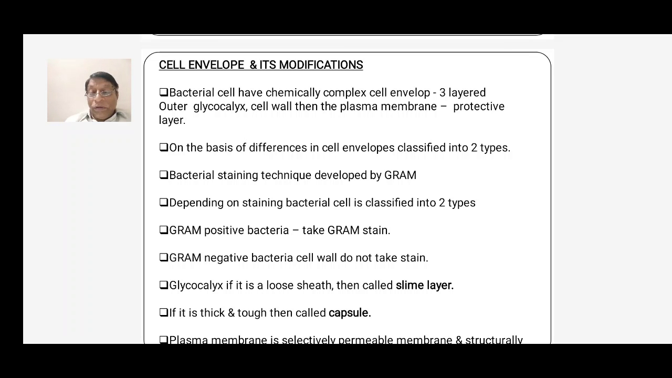That is, when we stain the bacteria, on the basis of differences in the cell envelopes, they are classified into two types.